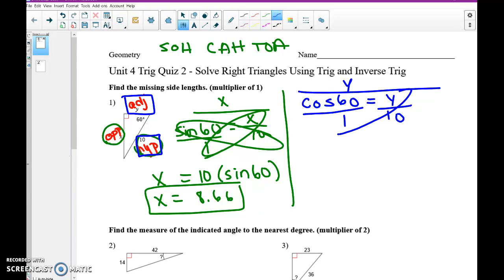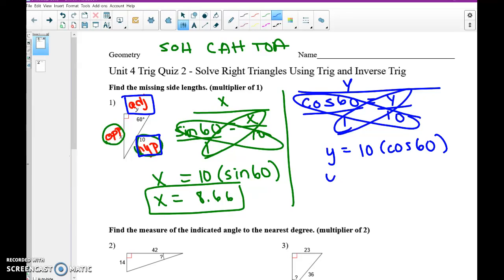Still going to be cross multiplying because it's not an angle. We're solving for a side. So we're going to do cross multiplying. Y times 1 is y. 10 times cosine of 60 is going to go on the other side. Again, plug it into your calculator, and we get actually a nice number, 5. So that one worked out kind of cool.